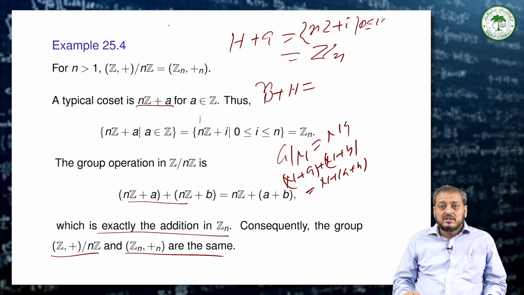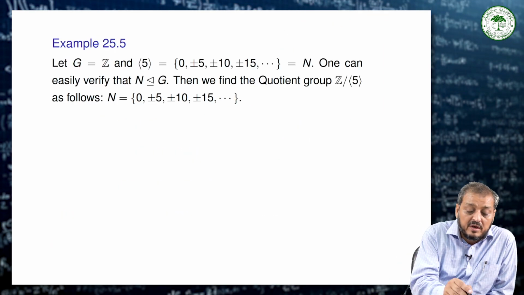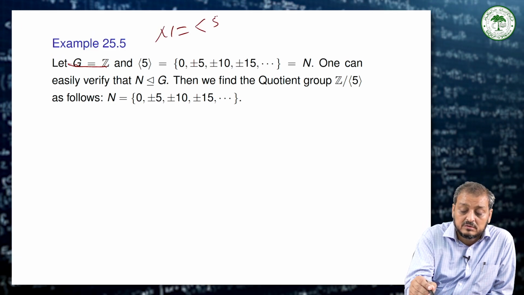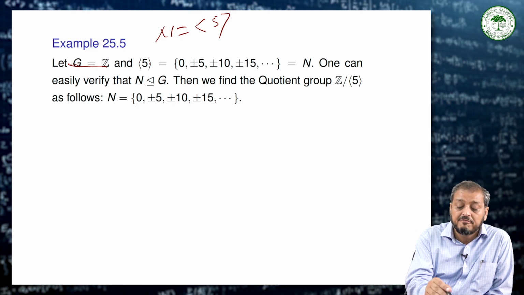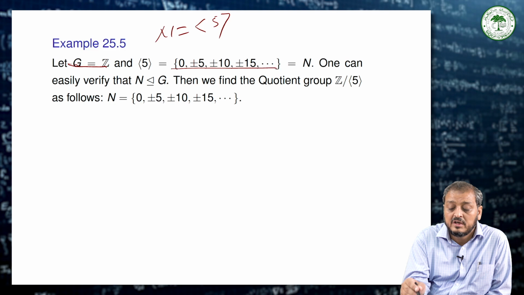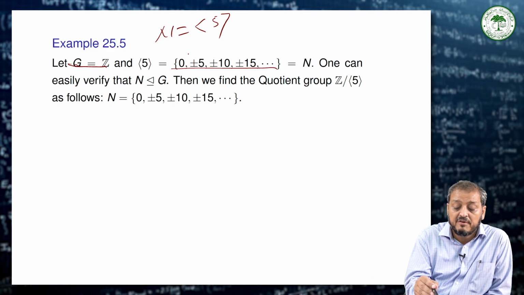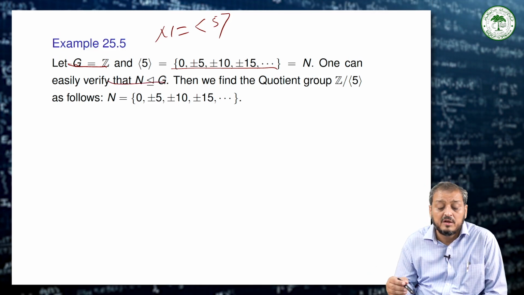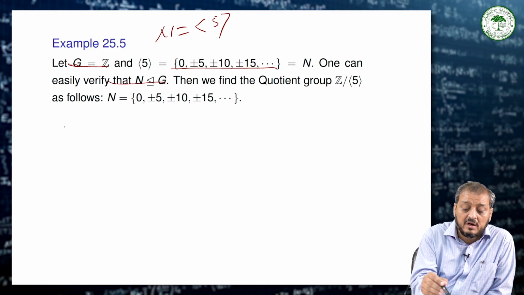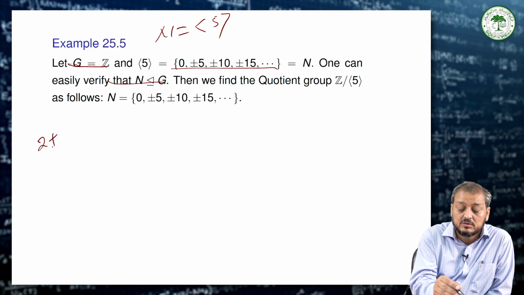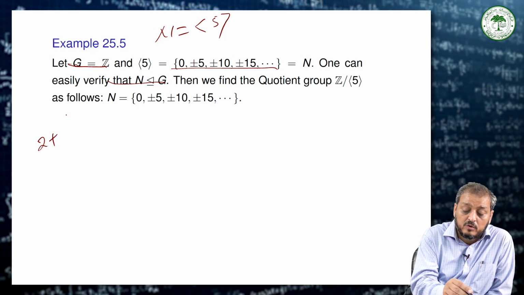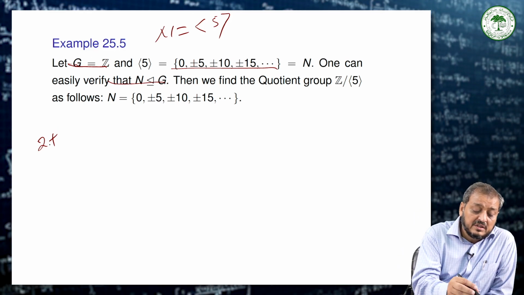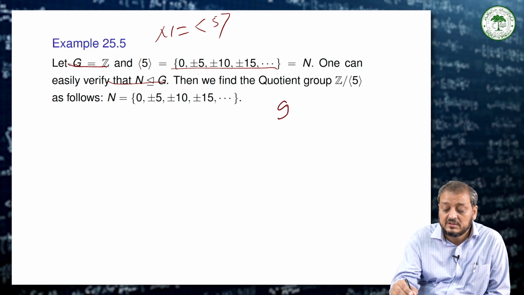So this is clear. Now the next example: let G be the set of integers and let N be the subgroup generated by 5, that is 5Z. We can easily verify that N is normal, because you take any element g of G, for example 2, plus any element of Z, and then g n g inverse is also in N.